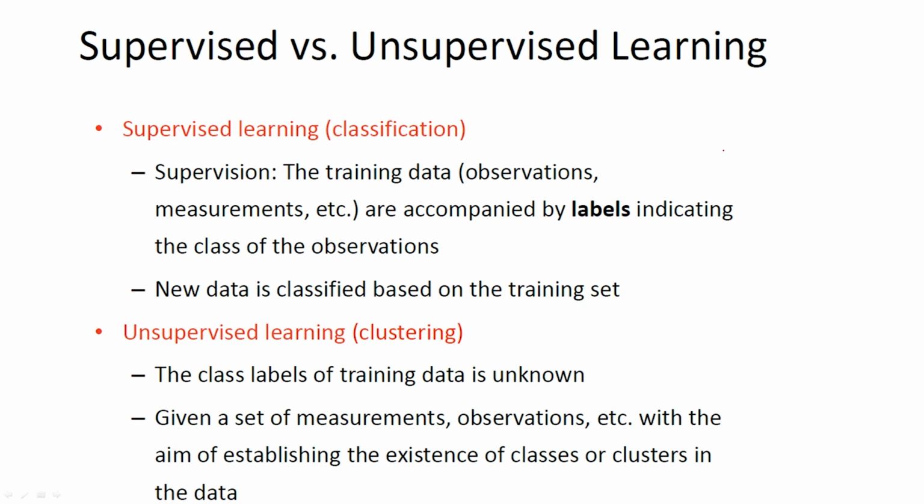Supervised learning, one of these techniques is called classification. You know what supervision is? It is training data. It can be observations or measurements accompanied by labels, remember that. So if I have training data xi, the label will be yi. What does it mean? For xi, what is the value of yi? That is what it is, and they are part of the training set. So for every x, I have a y, right?